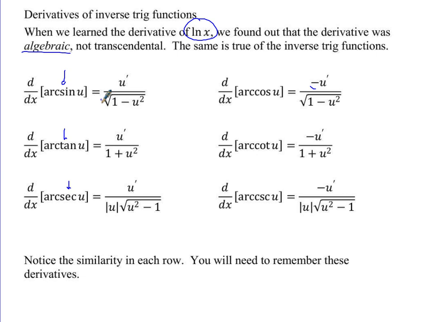For arcsine, the square root of 1 minus u squared. For arctangent, 1 plus u squared, not square rooted. And then for secant, the absolute value of u times the square root of u squared minus 1. So those are the 3 things you really got to focus on. The rest is patterns. The numerator is always u prime. The cos, the numerator is actually going to be negative.